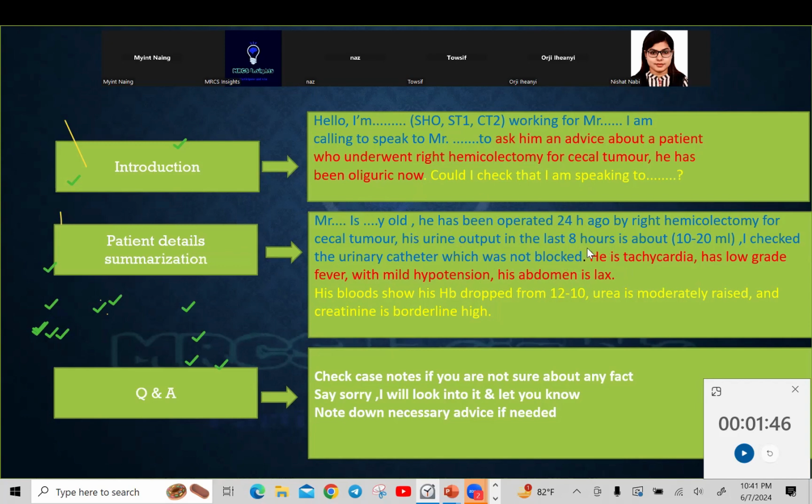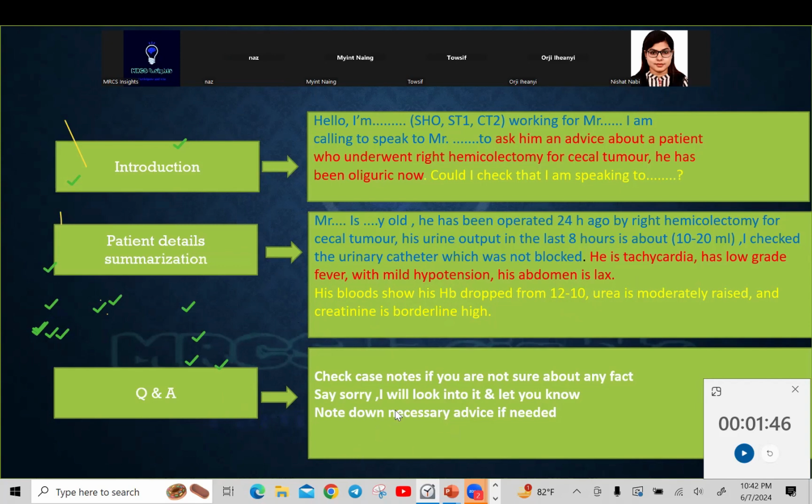After that, you have to tell the patient's vital signs, how he is now, and about his condition. And at last, you have to tell the patient's investigation reports, like we do while we follow up patients in the hospitals. Like that, you have to tell first the patient's current condition, then his vital signs, and then the investigation reports. And after that, you go into the question and answer session.